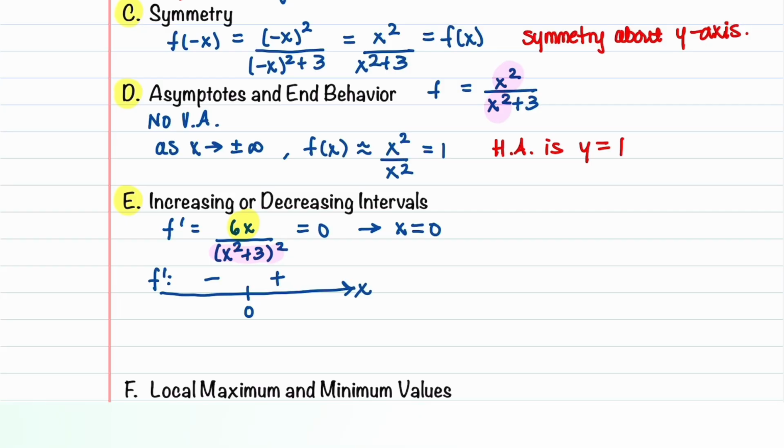This tells us that our function is decreasing in this region and increasing in this region. We can say then that it is decreasing on the interval from -infinity to 0, and it's increasing on the interval from 0 to infinity.